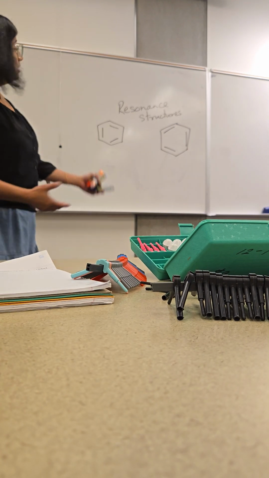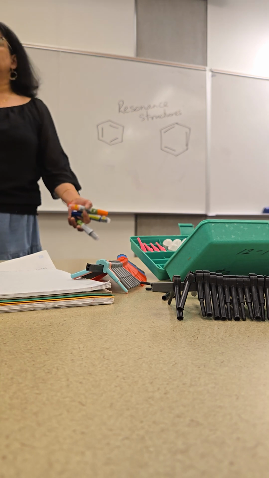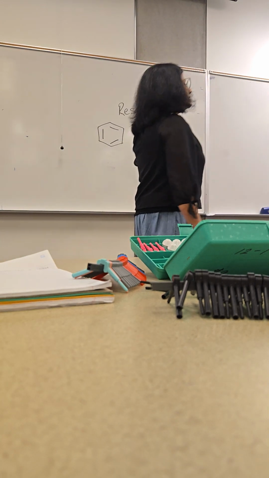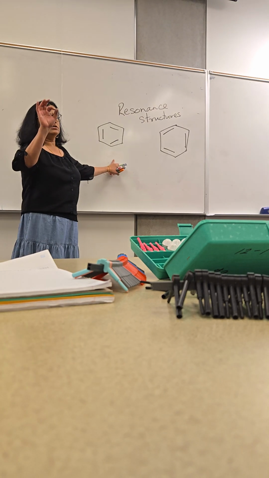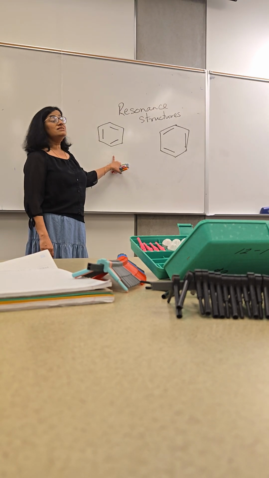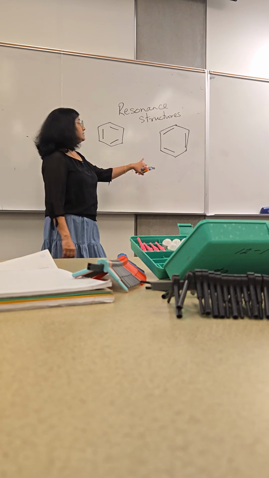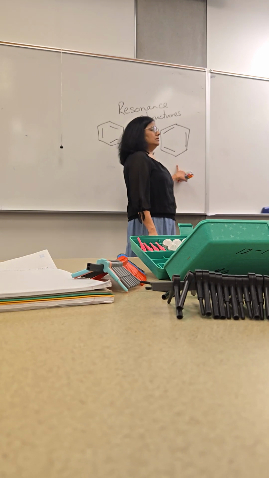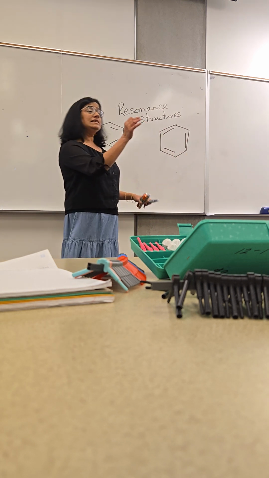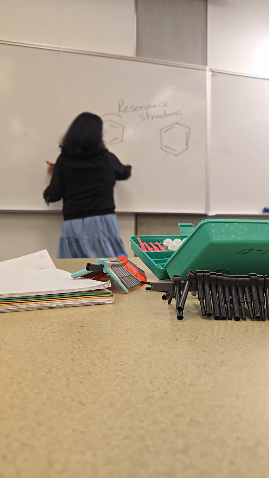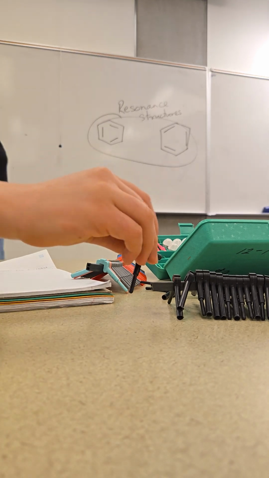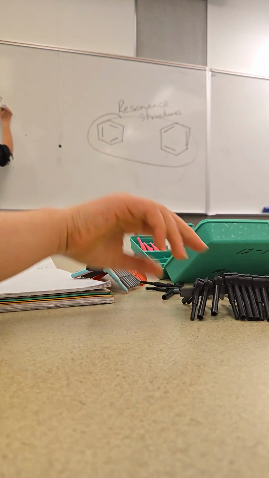Same molecular formula, different structure. Are they isomers? They're not. Because does this molecule exist? Please pay attention. This is the most important thing about resonance. Does this exist? No, it doesn't. Resonance structures do not exist. What does exist is both at the same time. That is called a resonance hybrid.